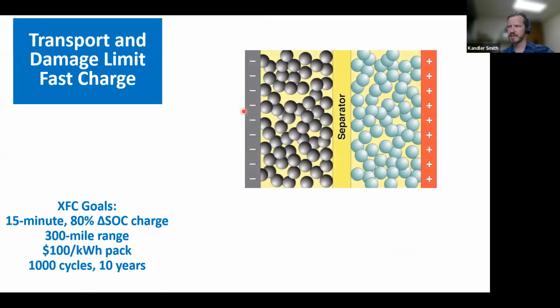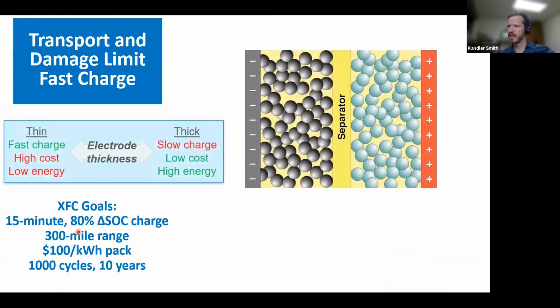Another view of this is from this pseudo 2D model. When we talk about fast charging, these are DOE's goals. And presently, if you use a battery with very thin electrodes, you can charge it quickly, and that's because you can get the ions from one electrode to the other very quickly. But it's a higher cost battery, and it's got lower energy density than we would like. And so we're trying to enable fast charging of thick electrode systems.